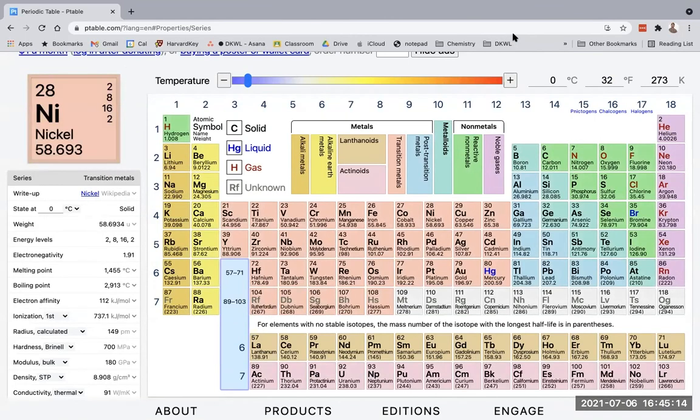So that is the periodic table chapter. You can see that there are so many facts that you need to memorize here. So spend some time going through the syllabus, going through the notes, and also the modified periodic table that I've shared with you.